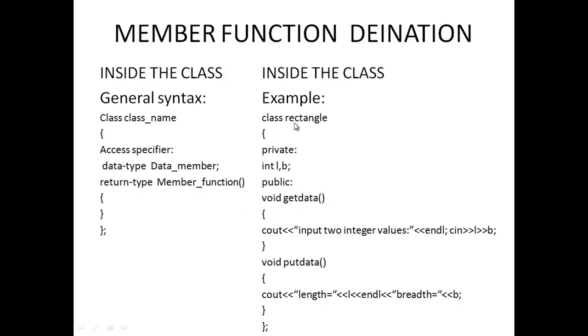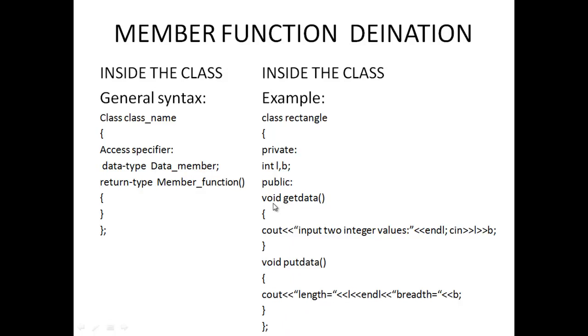Here I am writing a class Rectangle under the private access specifier. Here I declare two data values. And under the public access specifier I am writing two member functions. One is for input purpose and another one is for output purpose. That means getdata is for input and putdata is for output. So these functions are defined within a class.